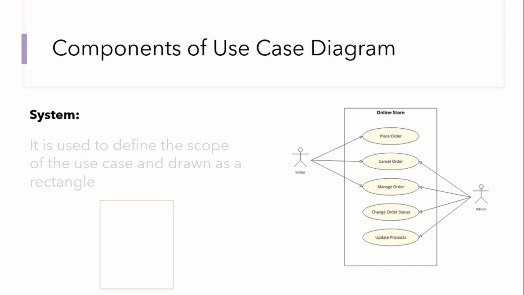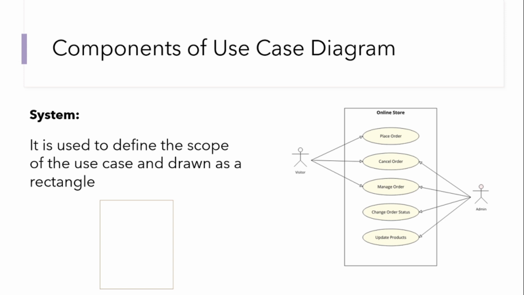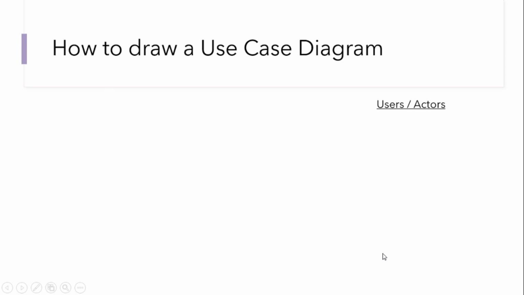And then the next one we will talk of is a system. The system is used to define the scope of the use case and is drawn as a rectangle. The system stands for the entire software, the entire program, or the entire system you are actually developing. So it is represented in the form of a rectangle. The system should comprise these functionalities. Now let's look at how to draw the use case diagram.